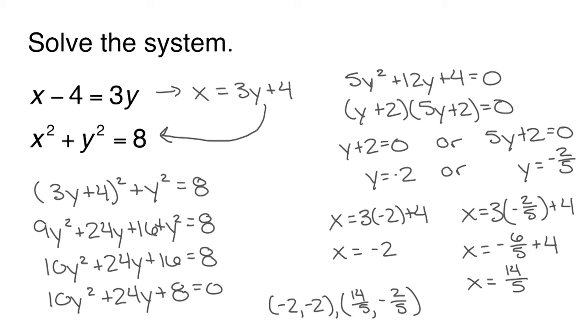We can check each of these solutions by substituting the x and y values into both of the original equations and verifying that true statements result. So the solution set is the set containing the ordered pairs (-2, -2) and (14/5, -2/5).